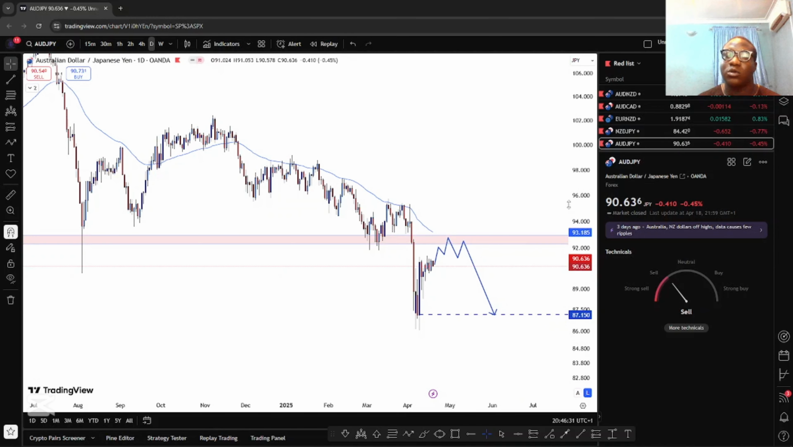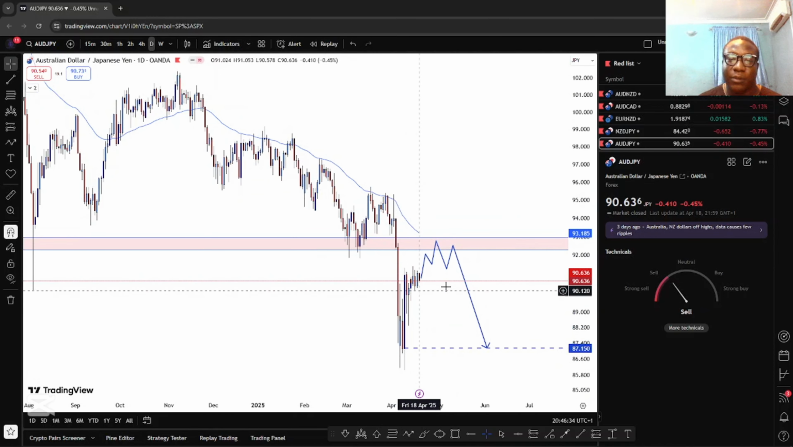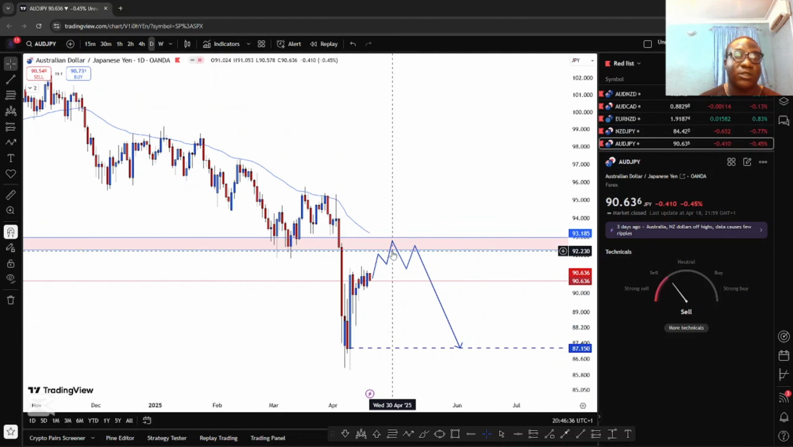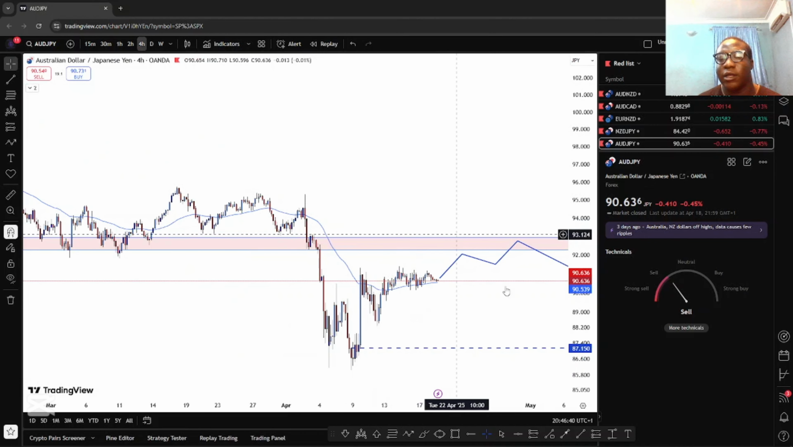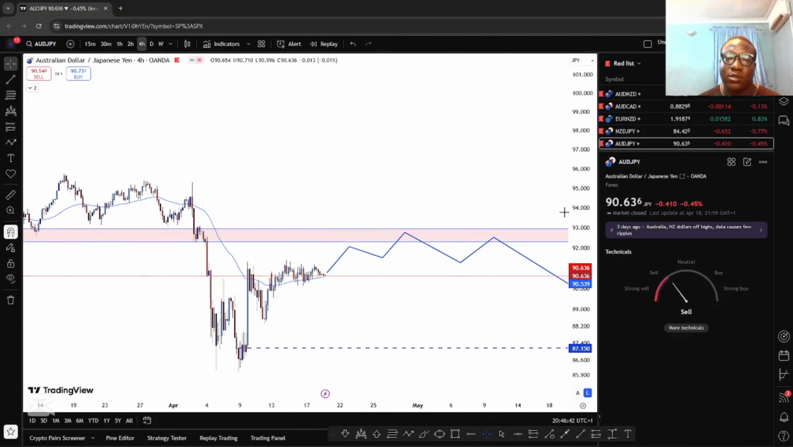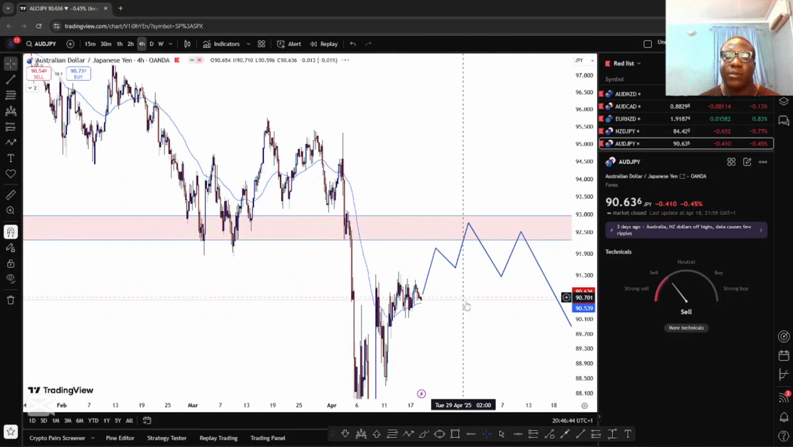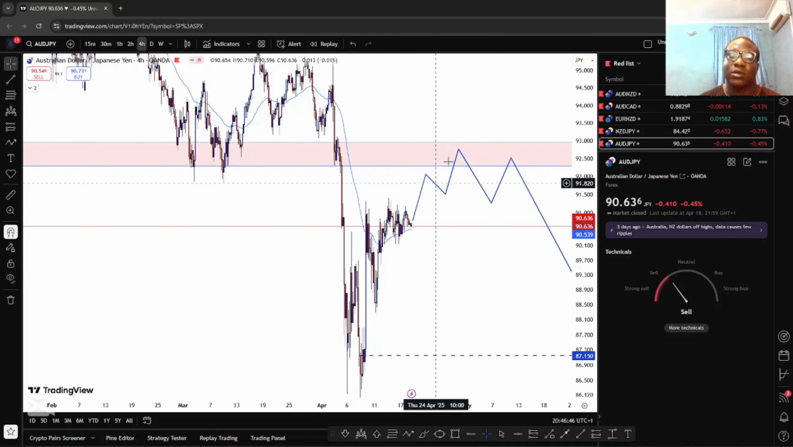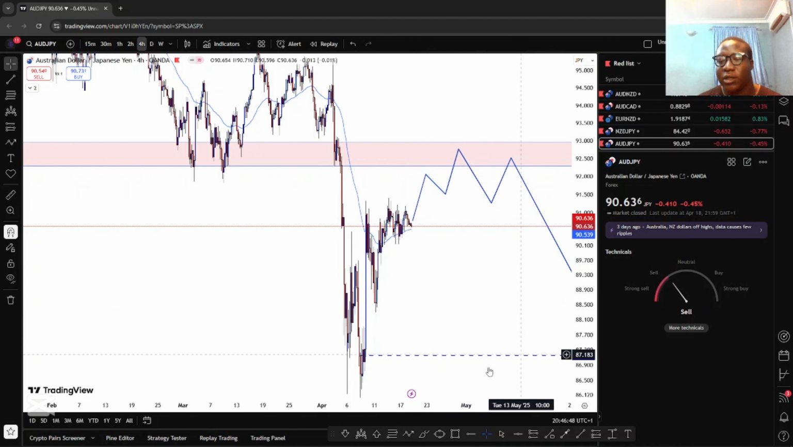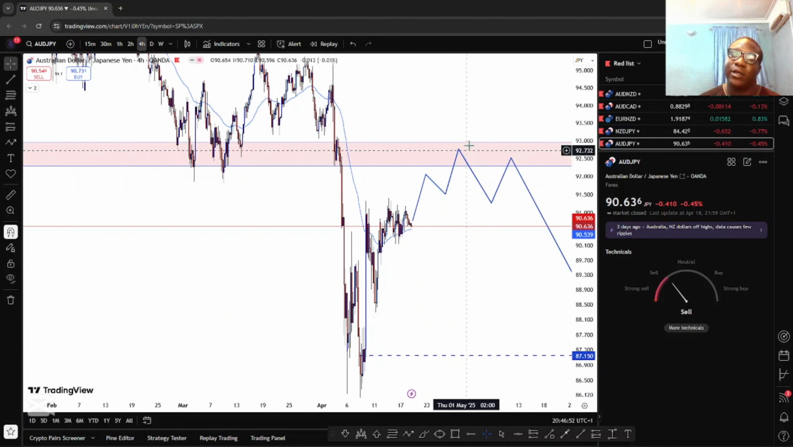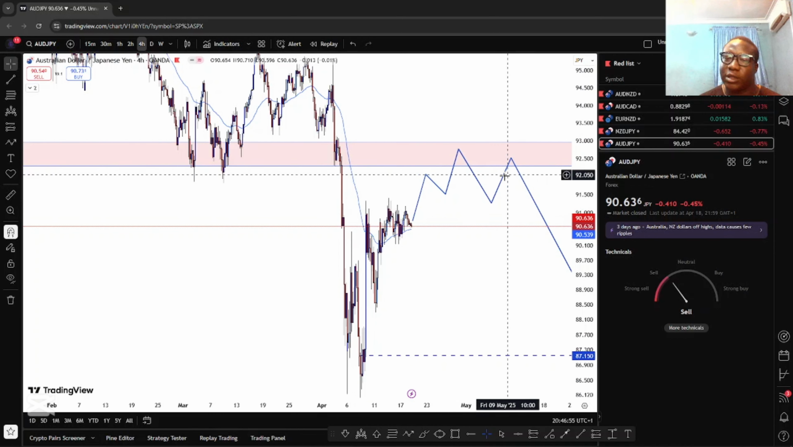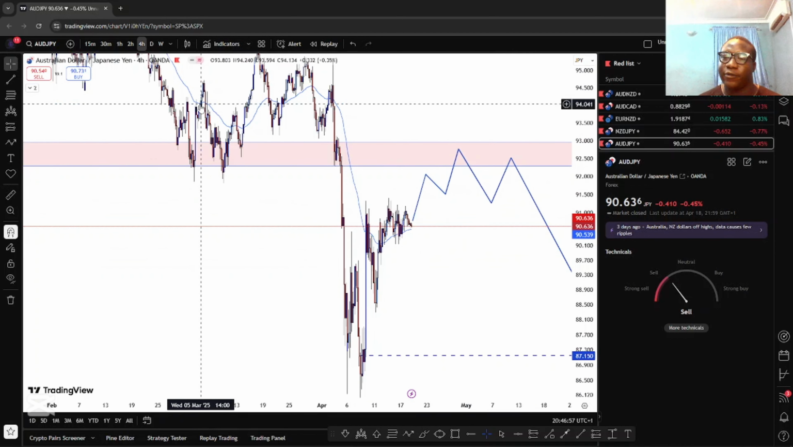So for this pair, what will I be waiting for? I'm waiting for the market to get to our area of interest. Then when we get to our lower time frame, I'll be looking for something like this, for the market to get to this point and create something like this head and shoulder pattern. At the end of the day, we'll just be looking out for our head and shoulders pattern on the lower time frame.